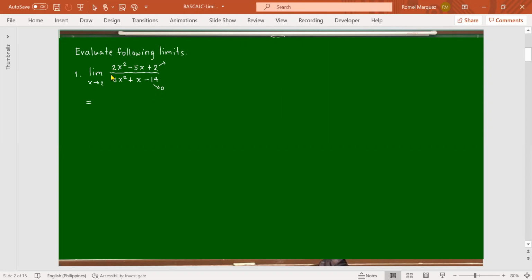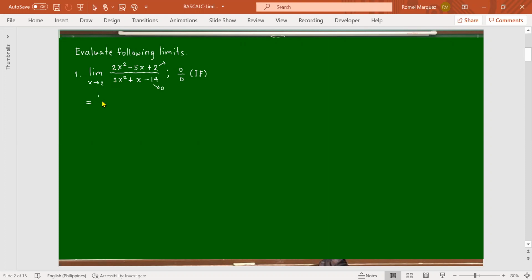You can then use the direct substitution rule for the limits individually of the numerator and denominator. For the numerator, 2 times 4 minus 10 plus 2. It is also 0. So it means this limit has the form 0 over 0. Okay, guys? So it means it is an indeterminate form. Let's abbreviate it as IF to mean indeterminate form.